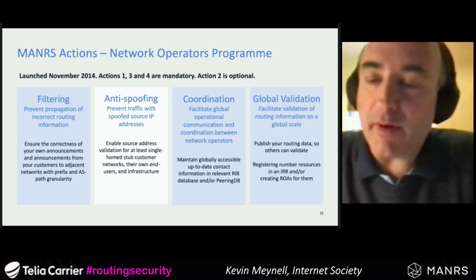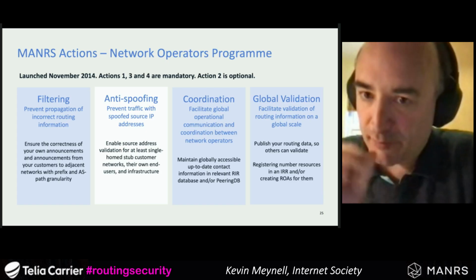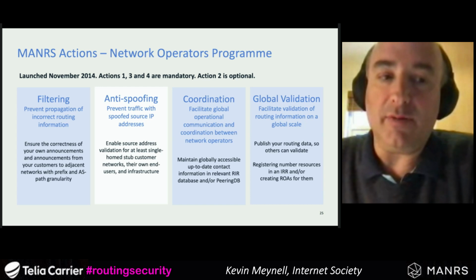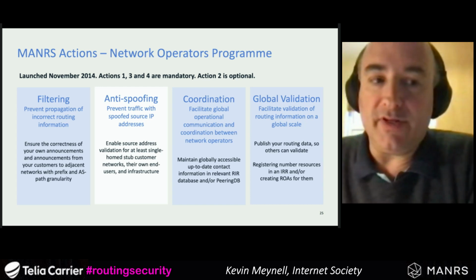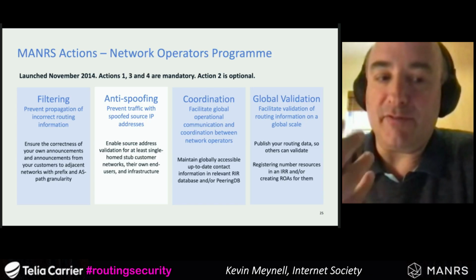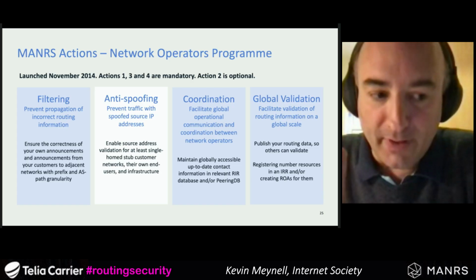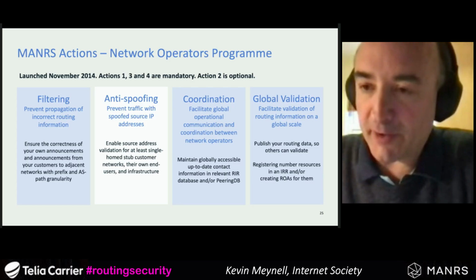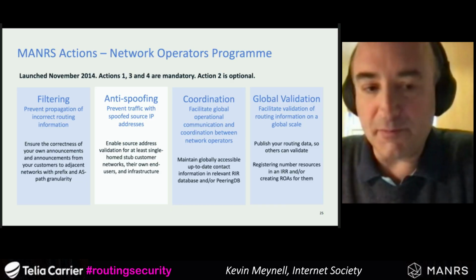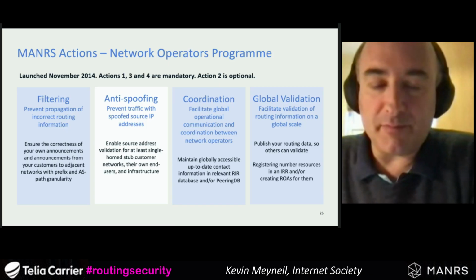So I'm not going to go through the actions for every program, but I'm just going to touch upon the actions for the network operators program, which is by far the largest. So here there are 4 actions. So action 1 is filtering. So this is really about preventing propagation of incorrect internet routing information. So this is ensuring that you're only announcing the announcements from your network and also those of your customers, that those are correct. So you're not announcing things that you're not authorized to announce. I'm going to skip 2 for a moment.